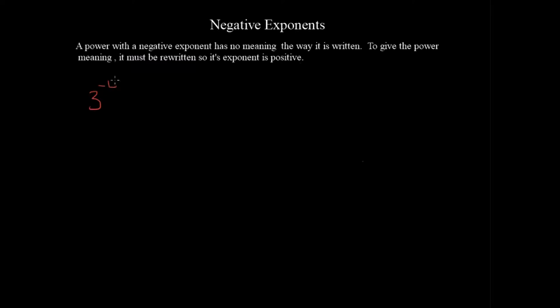So let's look at this example, 3 to the minus 4. As we just stated, we can't expand or simplify this the way it's written, but here's what we're going to do. We're going to write the term under 1 and change the sign of the exponent. So it's going to look like this, 3 to the 4th power. These are equivalent terms. We can't simplify this one, but we can simplify this one. And of course, 3 to the 4th power is 81, so we get 1 over 81.